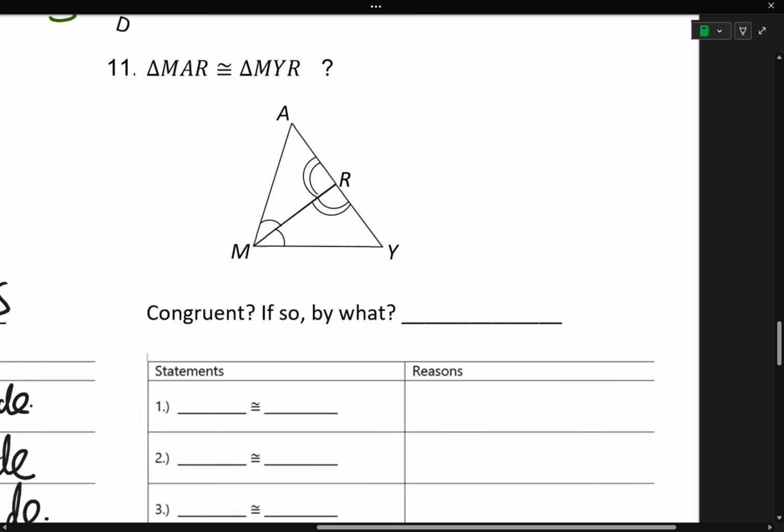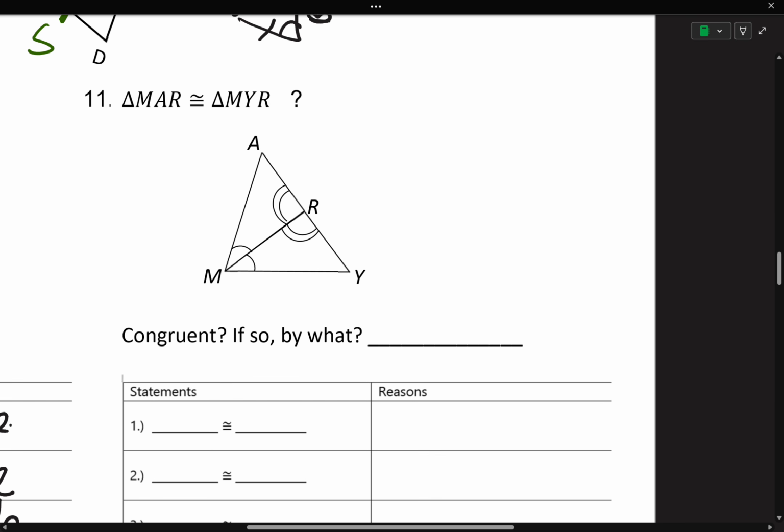Well, what about number 11? Is MAR congruent to MYR? Well, let's check it out. They both have a single angle, and they both have a double angle. But that's not enough information for us to say if they're congruent. So we might need to say no here.